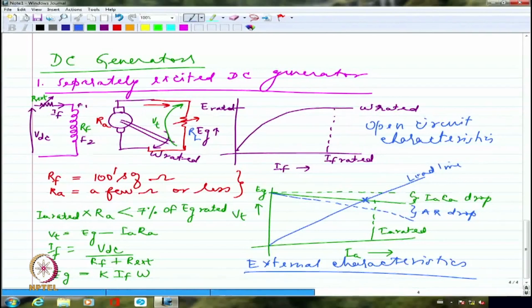But now, because of the armature reaction, they are intersecting somewhere else. So I am definitely going to have a somewhat different operating point, both voltage and current, compared to what I visualized originally. This was the original operating point, and this will be the new operating point once the armature reaction effect is included. We will look at what armature reaction is in the next class.